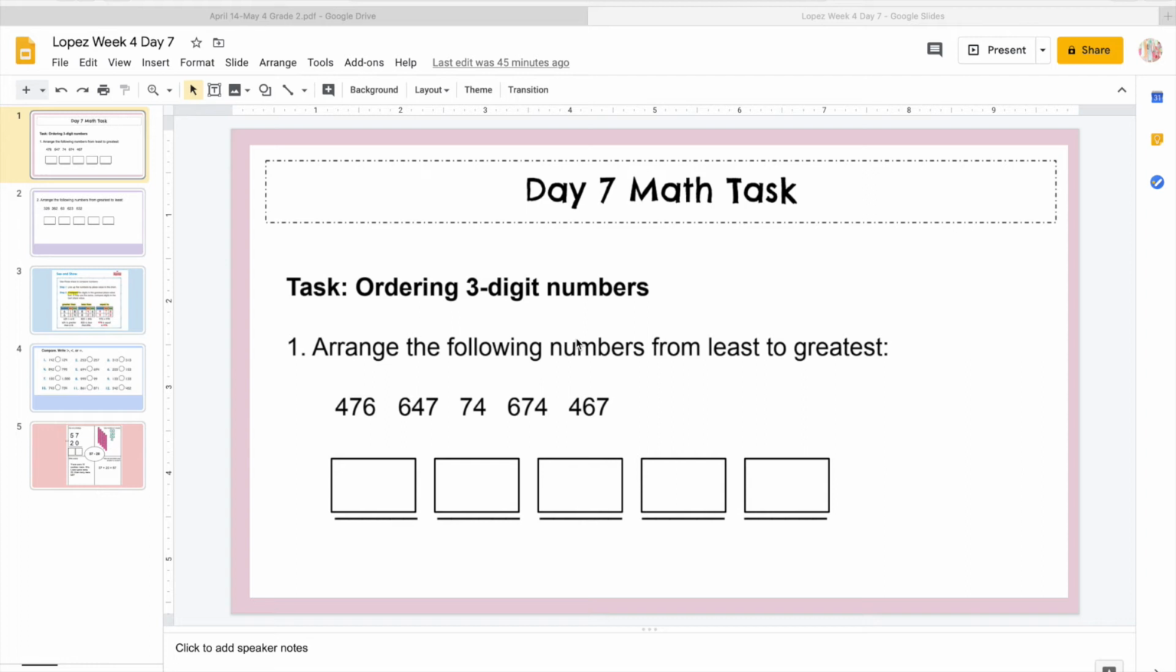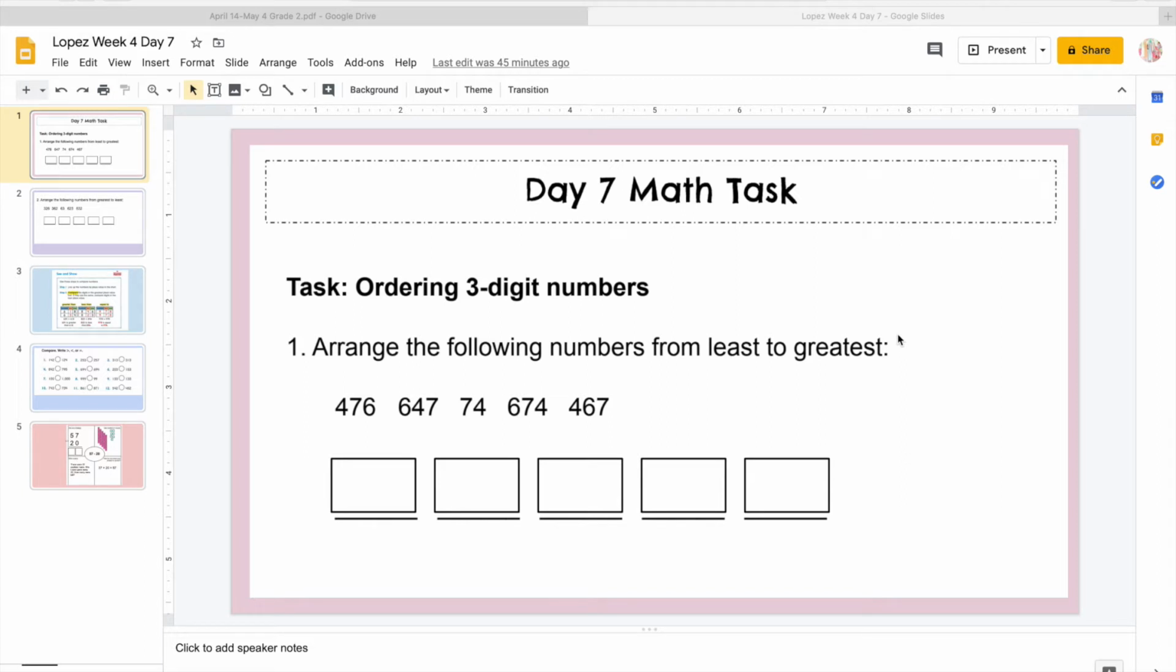Today we're going to be going over our day 7 math. The first thing we have is a math task. And again, we've been working on place value, and that is going to continue today with this math task. If you look at the directions, we're ordering 3-digit numbers. And number 1 wants us to arrange the following numbers from least to greatest.